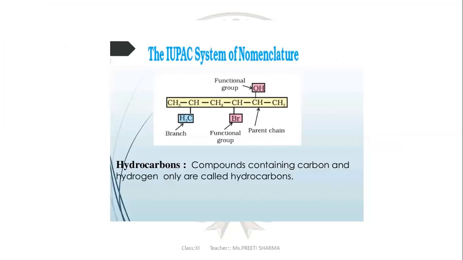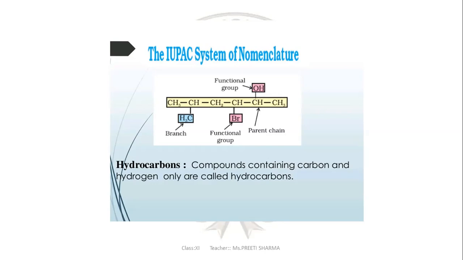So my first example of the IUPAC system of nomenclature is that suppose we have a carbon chain. This long chain of carbon is known as a parent chain, and a group is represented along with that. One Br is there, one CH3 is there, one OH is there. Now, what is this Br? What is this OH? These are known as functional groups. Other than the carbon chain, whatever atom is present is known as a functional group.